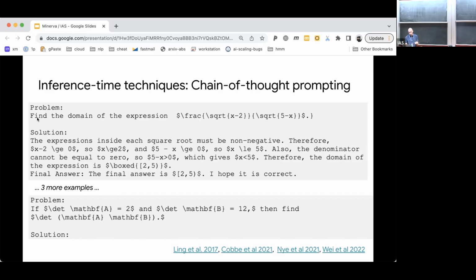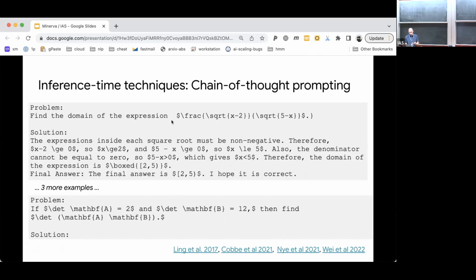This is actually the first one: find the domain of this expression, and then the solution: the expressions inside each square root must be non-negative, and so on and so forth. And then this is the answer. And then they all end with, "I hope it is correct." This is because this prompts the model to also say, "I hope it is correct," and then it makes it easy for us to isolate the answer. We just look for the "I hope it is correct" and then look for what came before it. I don't think this affects the performance.